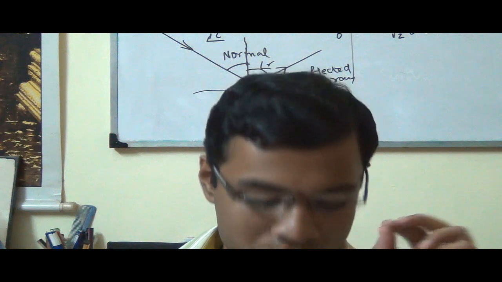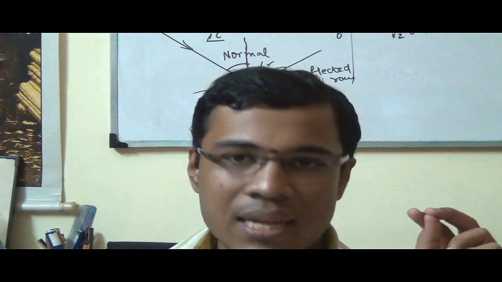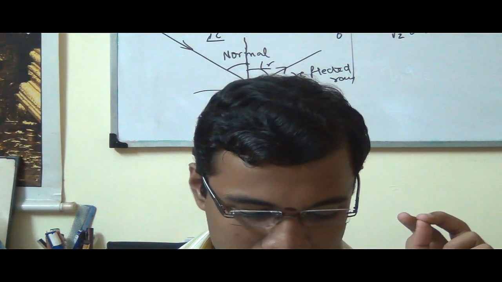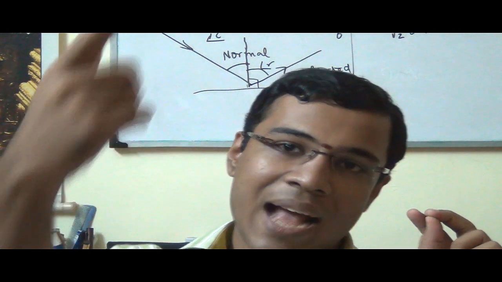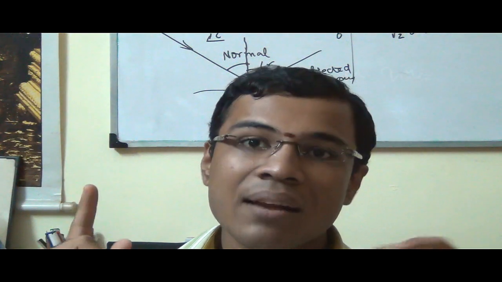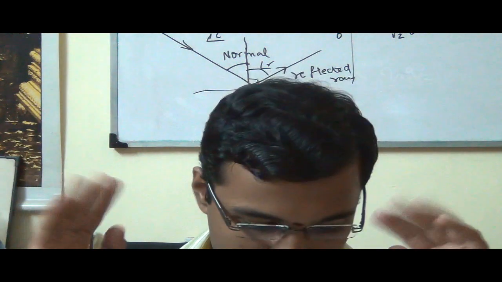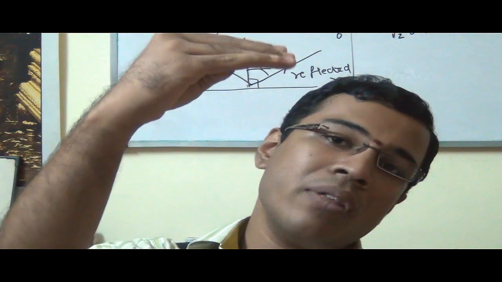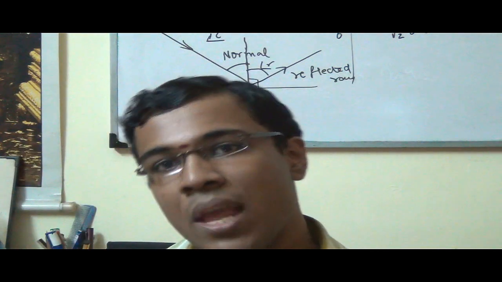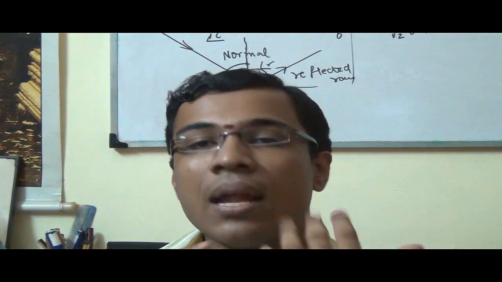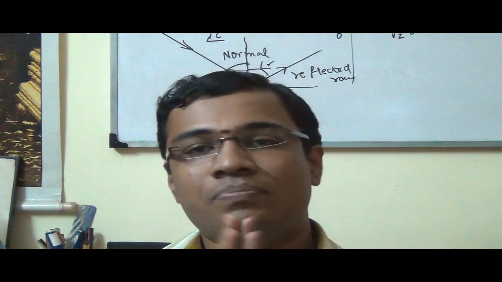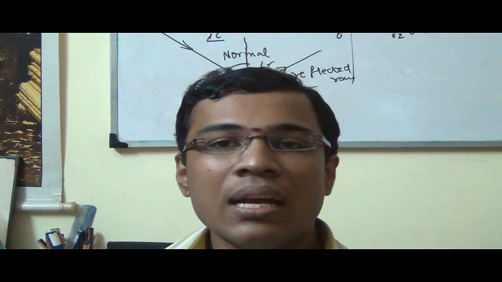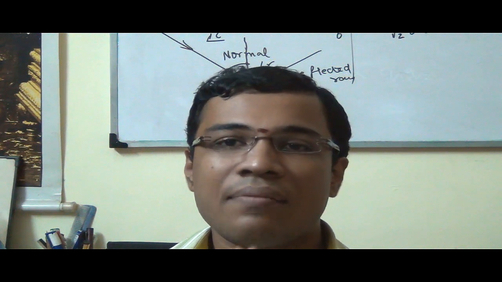Second rule. What is the second rule? All distances that are measured above the principal axis are positive. All the distances that are measured below the principal axis are negative. So this is the Cartesian sign convention.